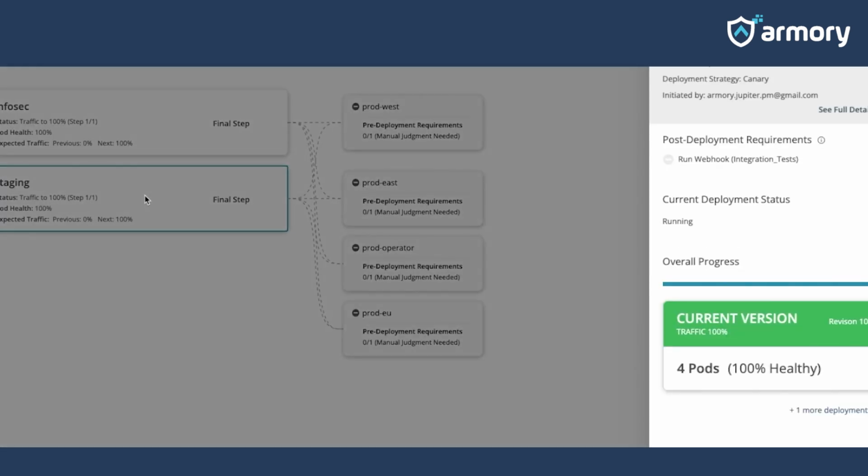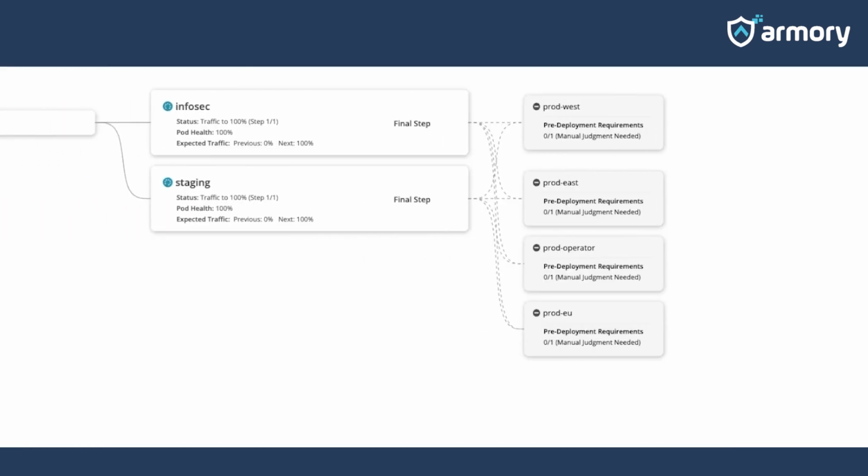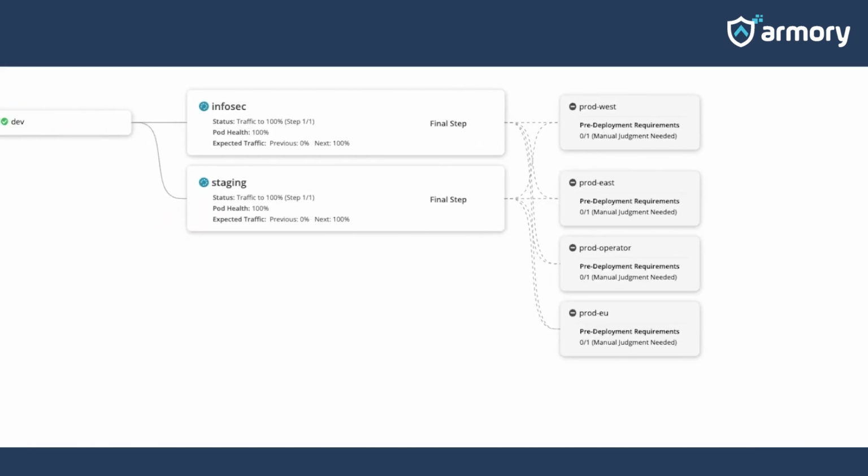Once staging is deployed, it will trigger a webhook, starting my integration tests within GitHub Actions. The production environments will only be deployed if these tests pass. Webhooks can be leveraged to integrate all your existing automation into your deployment. Similarly, InfoSec is running a security scanner in GitHub Actions that must pass before production is deployed. Once they finish, the production environments will wait for manual approval before deploying.